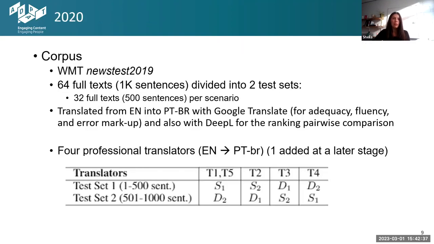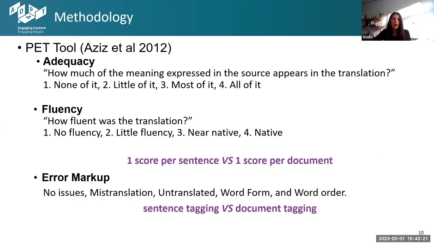For that one, I used the WMT news test set corpus from 2019. It had around 60 full texts. I divided them into two test sets and translated from English into Brazilian Portuguese with Google, but then I also translated with DeepL to do the pairwise ranking. I got four professional translators to look into this. You can see that the task and the translators were distributed in a way that translators would not see the same sentence twice, and the order of the tasks was randomized as well, because I tried to avoid as much bias as I could. I looked into adequacy, fluency, and error through the PET tool, which was a tool that we developed when I was a master's student with Constantin a long time ago.